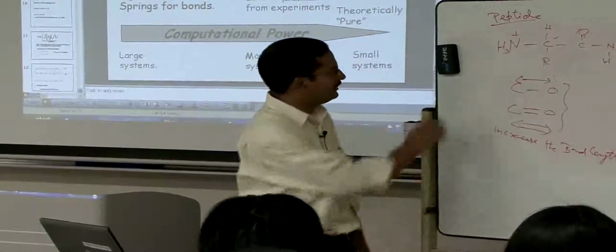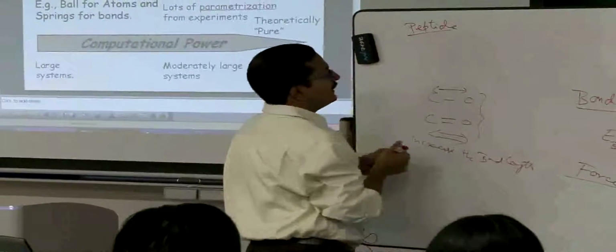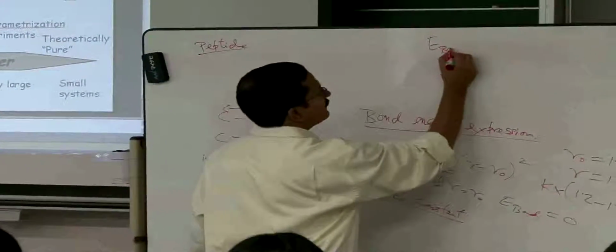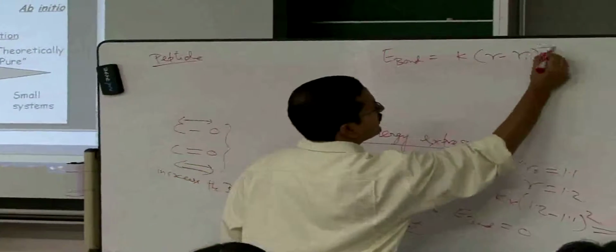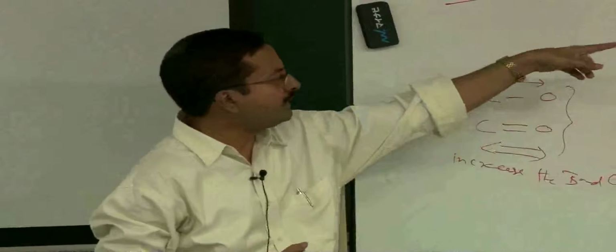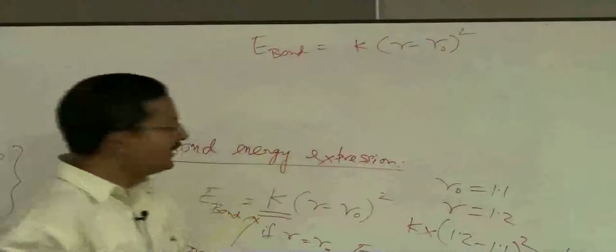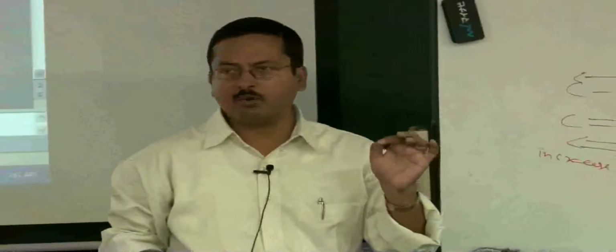Okay. So, the first term I will write here, E bond is K times (R minus R 0) squared. This is the first term we learned. So, what did we learn till now? We learned the energy of a bond, which is R minus R 0 squared, where R 0 is the equilibrium bond length or the best bond length, and R is the value of the bond at a particular moment.